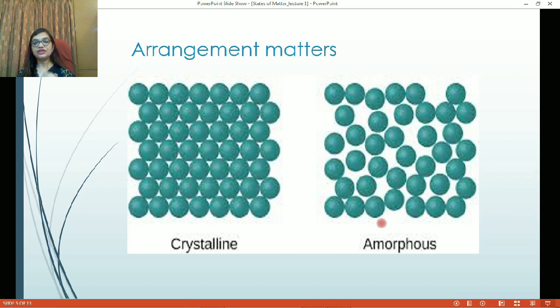Now, the arrangement of atoms, ions, and molecules is actually the most critical part in the crystalline state and the amorphous state. As you can see in the diagram, the arrangement of the building blocks is quite regular. In the case of amorphous, the arrangement is there, but it is not regular. Some books also refer to the amorphous state as a supercooled liquid. You need to remember this term.